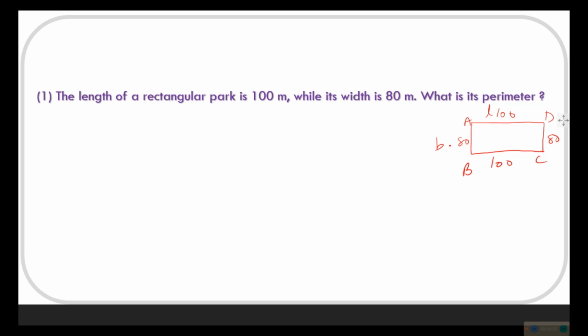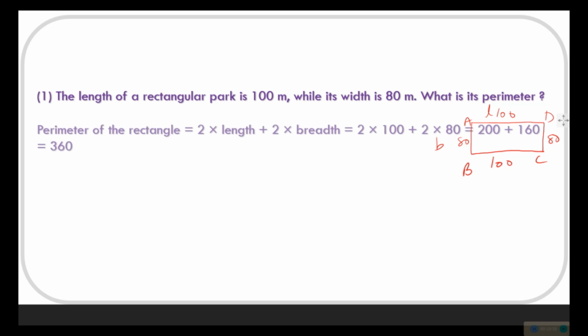Now the question is what is the perimeter of the rectangle? We write: perimeter of the rectangle is 2 into length plus 2 into breadth, 2 into 100 and 2 into 80. 200 plus 160, 360 meter. We write meter here. 360 meter is the total length of the boundary of the rectangle. If it is a park, you will be walking along the boundary. One time when you walk around, it is a 360 meter walk.